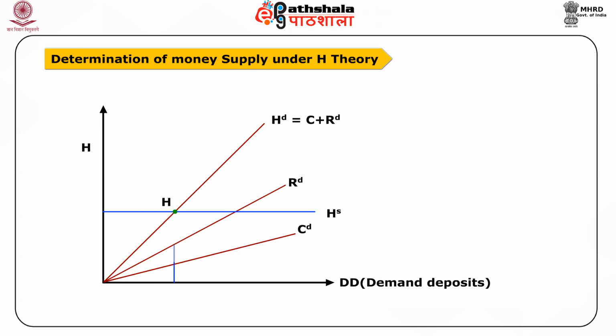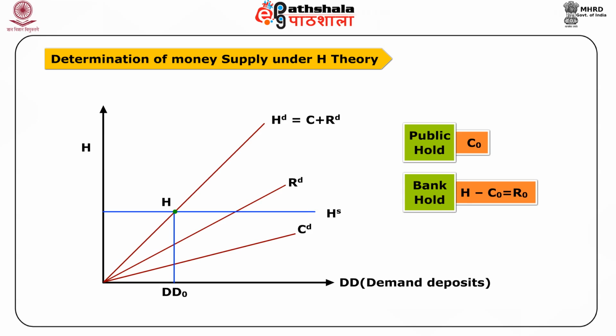The equilibrium of the H market is where the HD and HS curves intersect, giving the equilibrium level of demand deposits DD0 and currency C0. The public holds C0 amount of currency and leaves the rest, H minus C0, which is equal to R0, for the banks to hold, and is equal to HD. Given the CD function, C naught is the amount of currency the public would like to hold when DD is equal to DD naught.